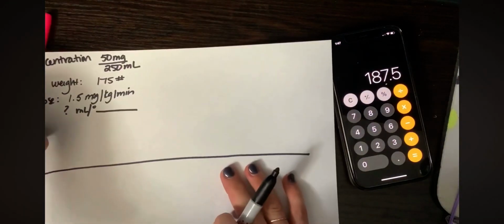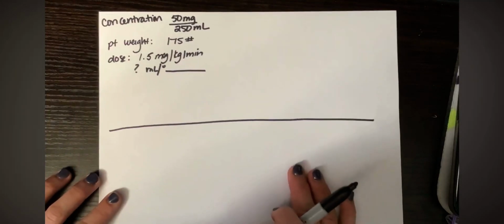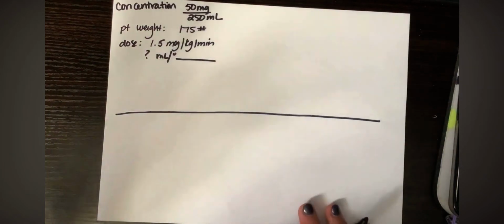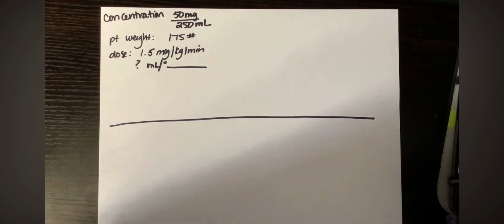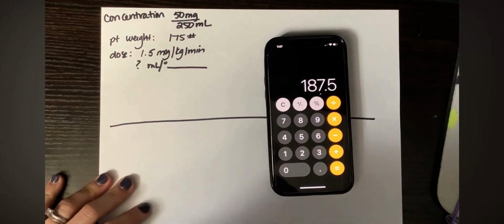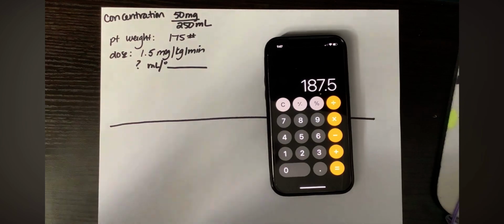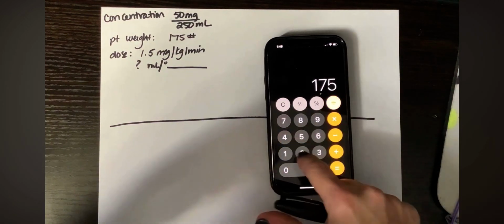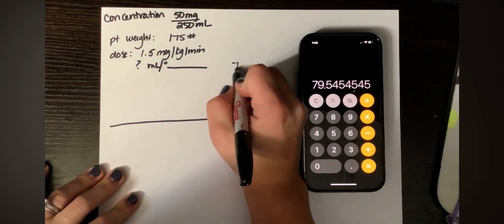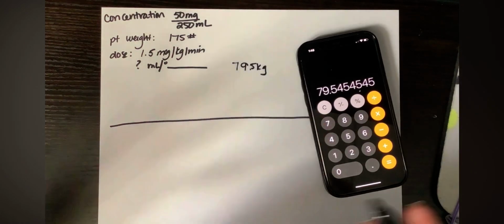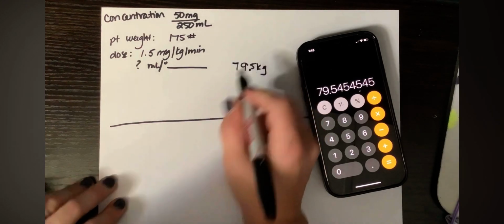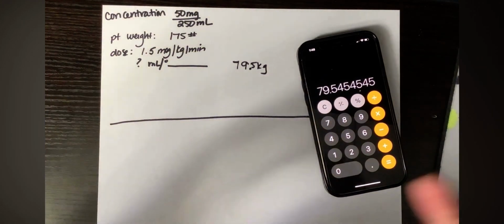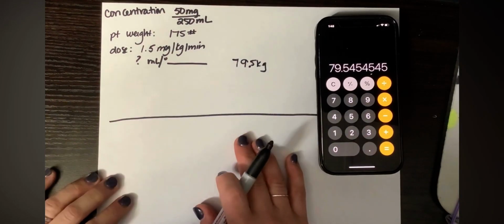Now, I want to give you a different example. Sometimes you are going to be given something like this where you have pounds. The way I have always done it is to just convert pounds to kilos outside of the equation. I just find that it's much easier to do 175 divided by 2.2 equals 79.5 kilos. Okay, that's how I like to do it. Again, I just find it to be a little bit easier, less conversions, less things to cross out. But either way, you could do it.